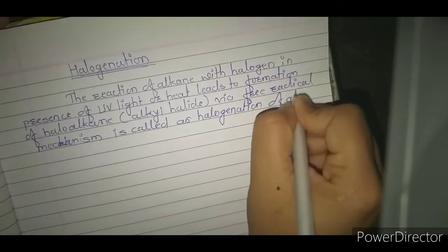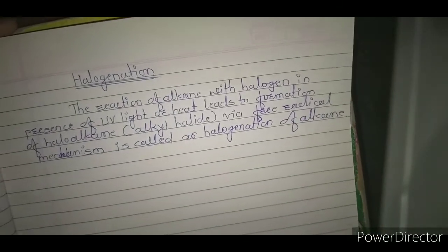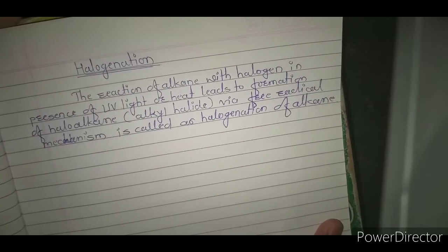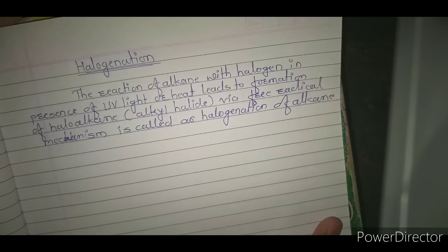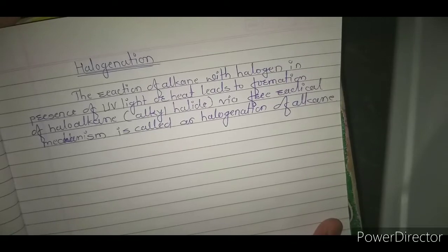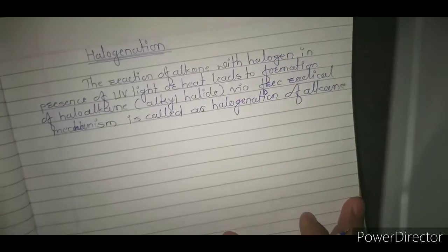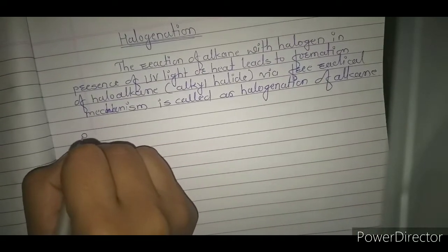Okay, so what is the statement of halogenation? The reaction of alkane with halogen in presence of UV light or heat leads to formation of haloalkane or alkyl halide via the free radical mechanism is called as halogenation of alkane. So let's see the general reaction of halogenation.